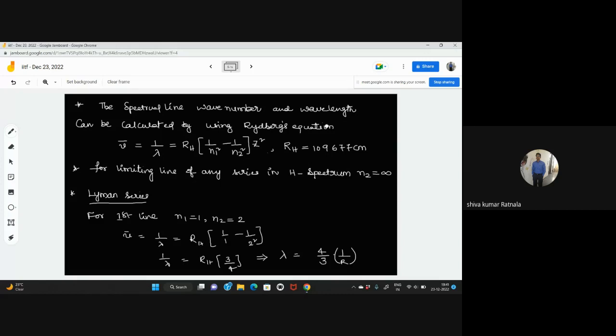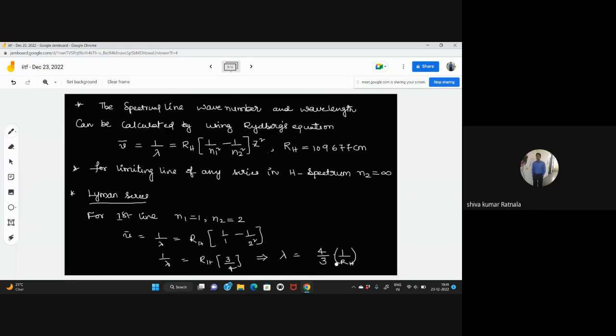No, I said, I'm just comparing first line and limiting line, which is having highest wavelength, that I'm trying to compare. Sir, how did 1 by R come? 1 by lambda is equal to RH into... Reciprocal, sir. Reciprocal I did, lambda is equal to 4 by 3 into 1 by R, it will become, right?